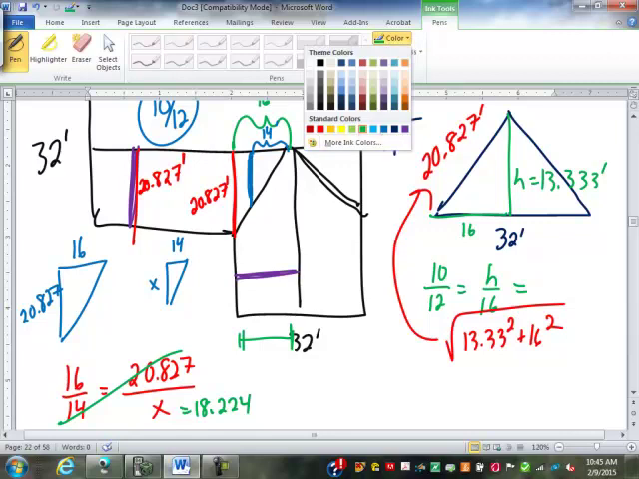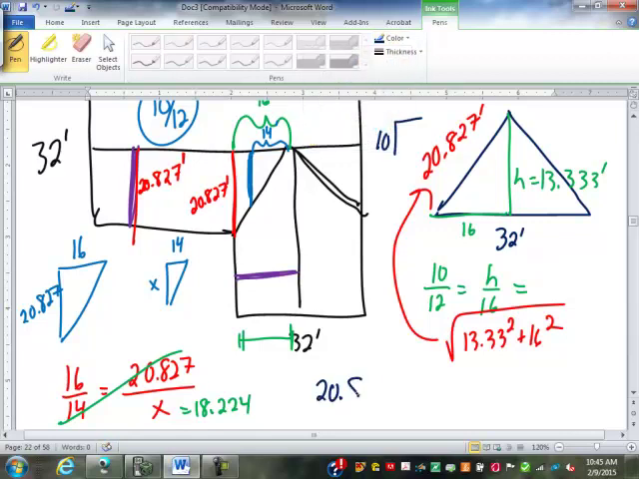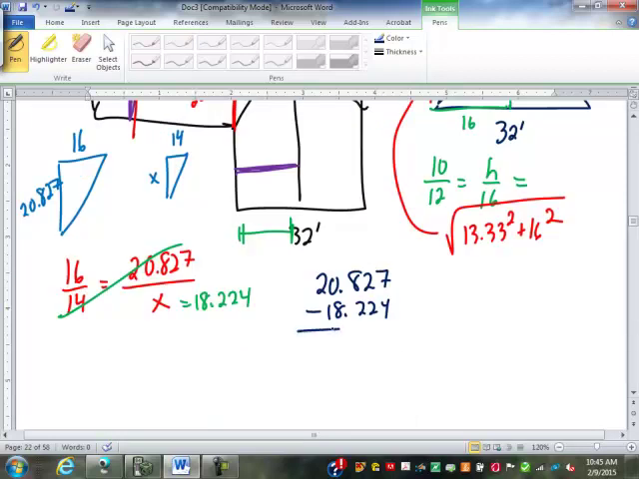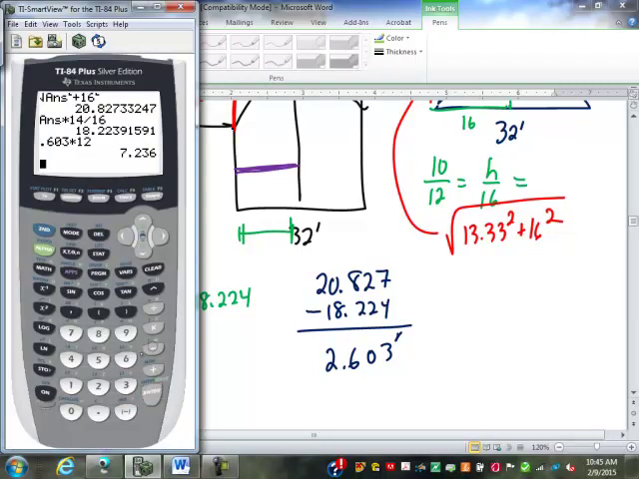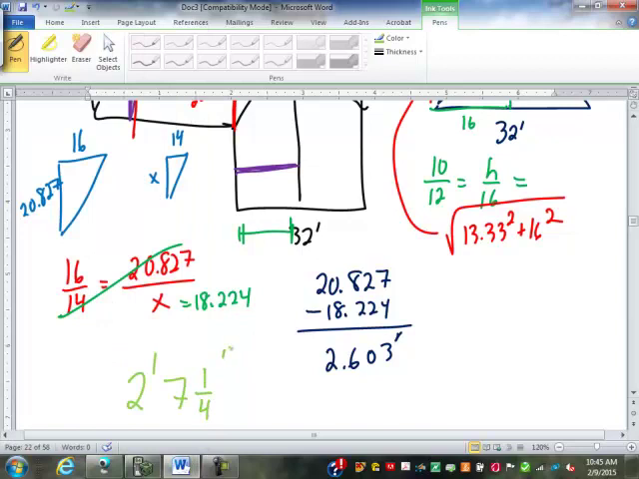So then we shall subtract 20.827 minus 18.224, which will give us 2.603 feet. What are we going to do with that? We've got the 2 feet. The 0.603 will be times 12. You have 7.236, that's 7 inches. Subtract the 7, times 16, 3.7 or 4, which would be 1/4. 2 foot 7¼ inches is our difference between the jacks.